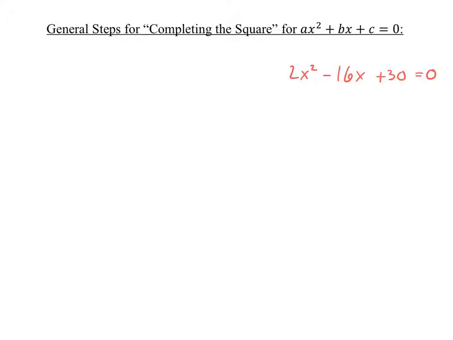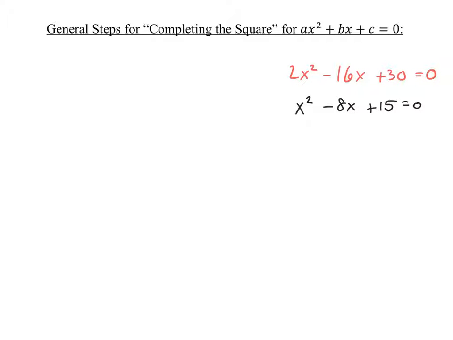Even if it's not a GCF though, even if this was 31, divide everything by 2. I leave this as 31 over 2. So always start by dividing all terms by A. Divide all terms by A. That'll give us, in this case, x squared minus 8x plus 15 equals 0.